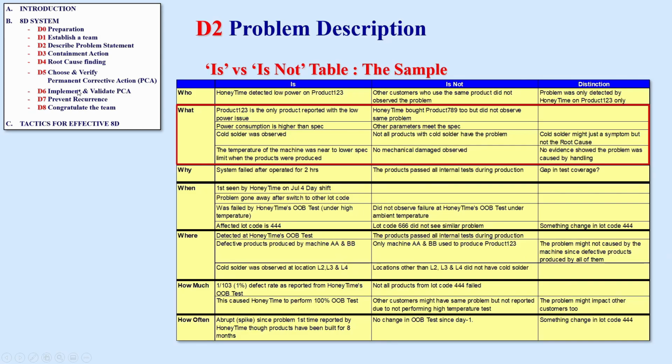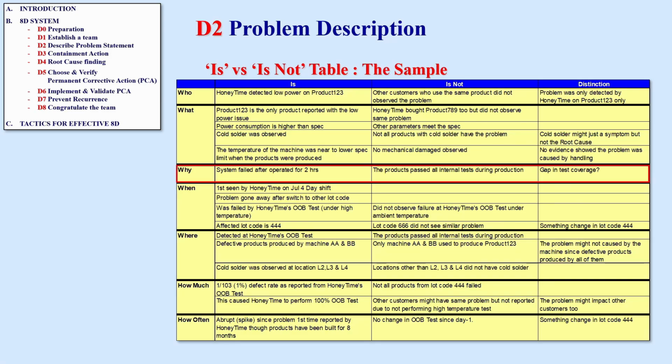Tracing back the record of the machine temperature, when the products were produced, the temperature was near the lower spec limit. At the same time, no mechanical damage was observed. No evidence showed the problem was caused by handling. Next is why. Why is this a problem?